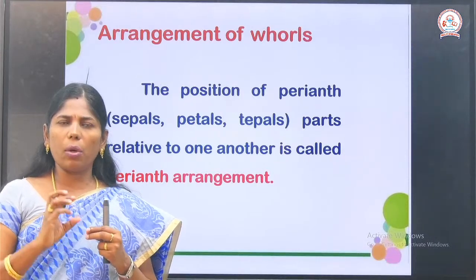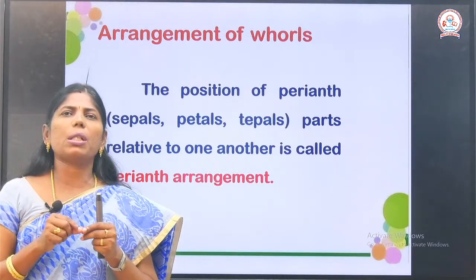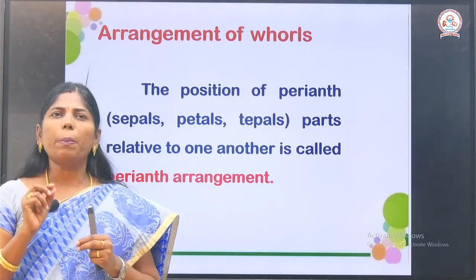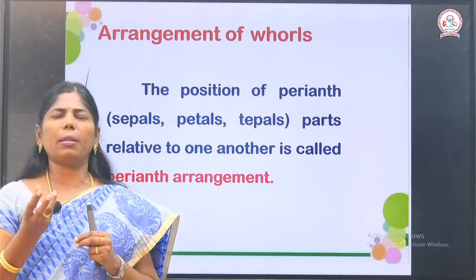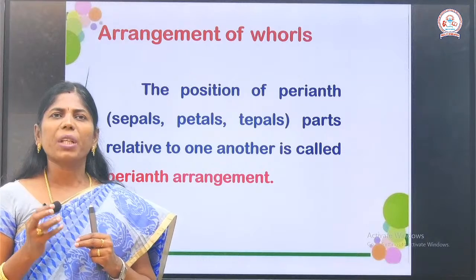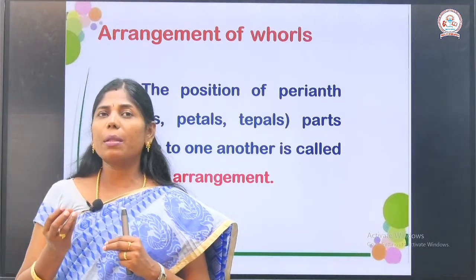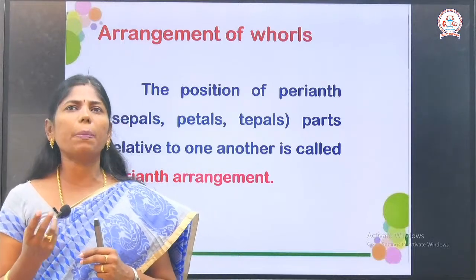So if we can separate calyx and corolla, we separate them. If there is only a single whorl, we call it a perianth. Perianth is the whole structure. Each segment of the perianth is called a tepal. Each segment of the calyx is called a sepal. Each segment of the corolla is called a petal.